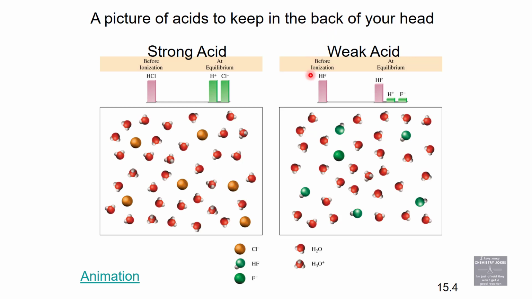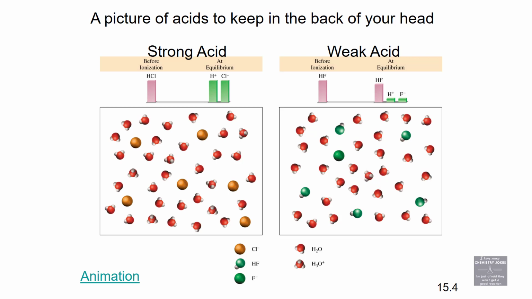HF is a weak acid. What that means is when you put HF in solution, a little baby amount dissociates to make an H plus and an F minus, but most of the HF stays intact. Here's an HF, and another HF, and more HF. There's 1 dissociated F minus and 1 H3O plus from that thing because it's a weak acid.